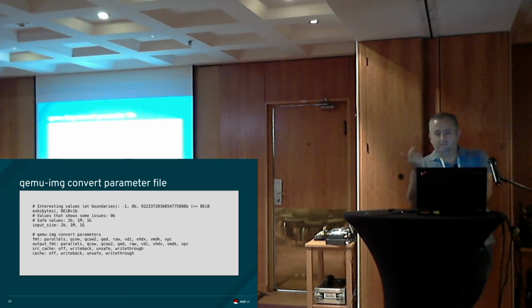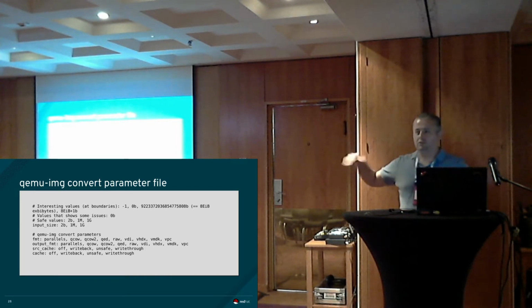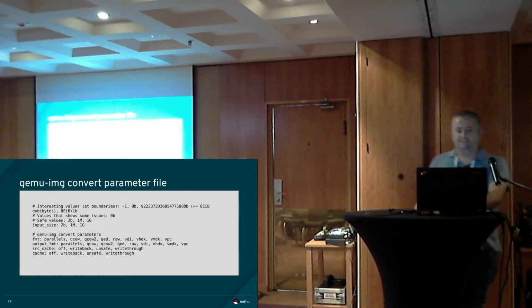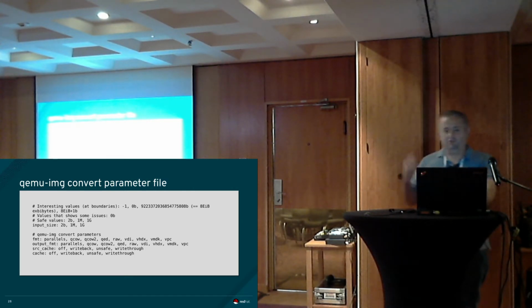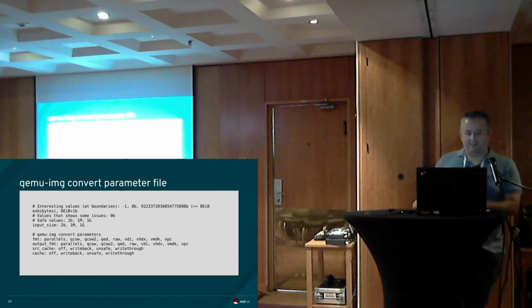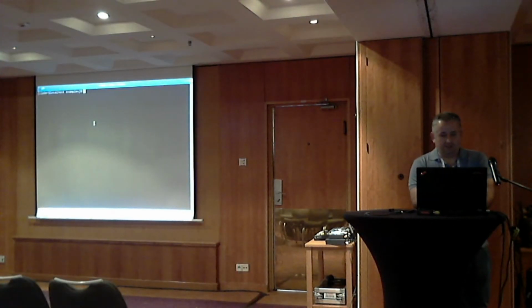Other interesting values that we could try to apply here, and if you try that, you're going to find interesting things about QEMU-img, would be things like 8 exabytes, 8 exabytes plus 1, which will go beyond the boundary of the acceptable, in theory, input size. So let's see how we can use this file.